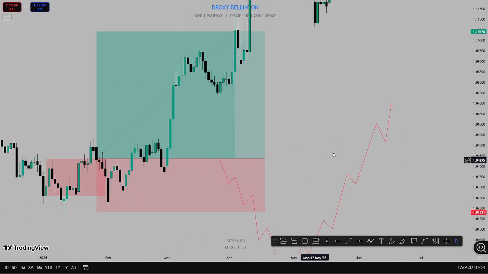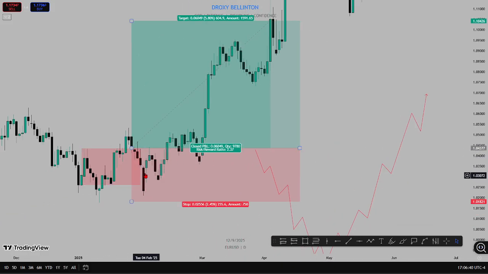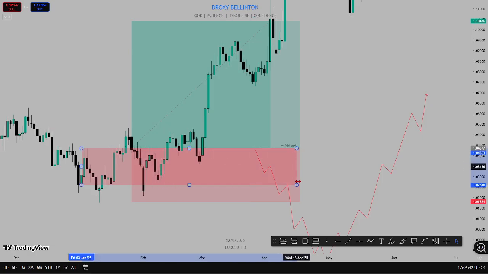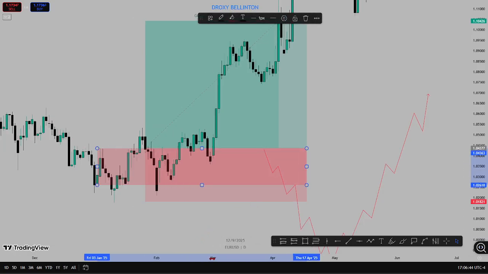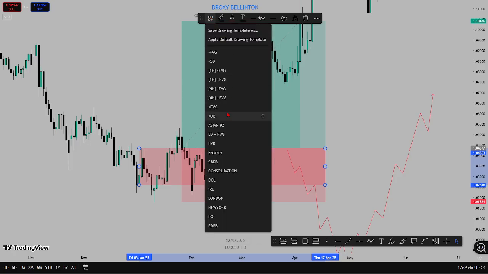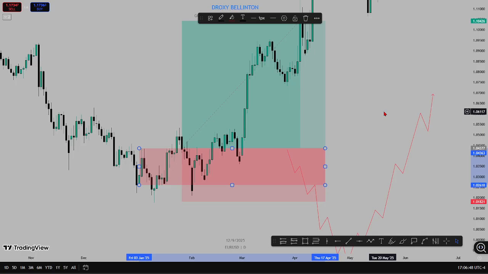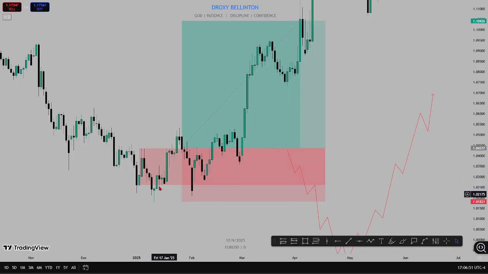Even though you get some form of drawdown around this area here, you can just see how price respects the breaker block to go up. Do you understand? So I call this the breaker. You can see how price respects the breaker. Do you understand?